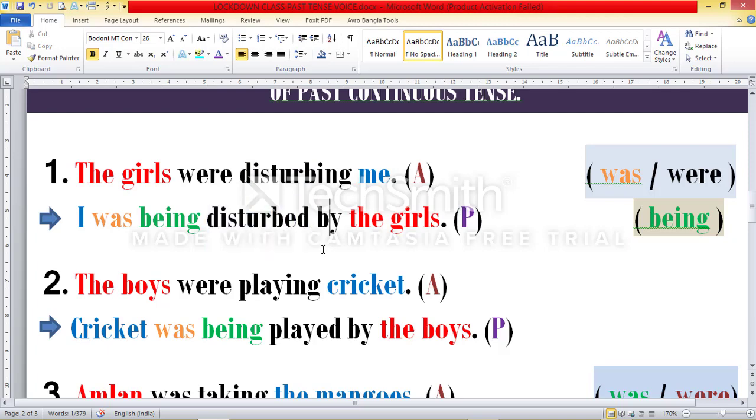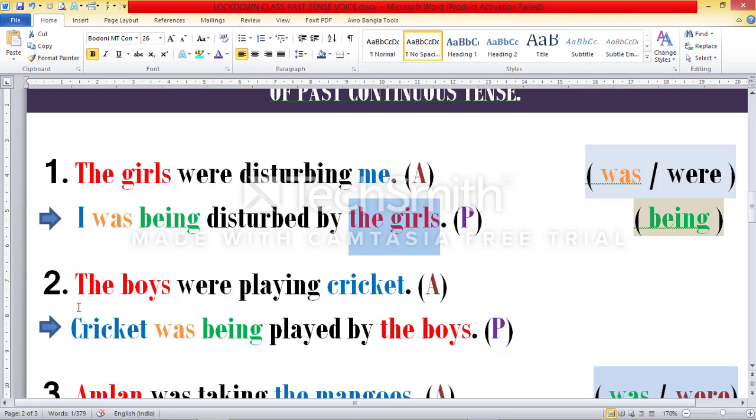Then generally the preposition that comes after the past participle form of the verb is by. So by has come. Then at last the subject of the active form will be the object in the passive form. So the passive form of the sentence, the girls were disturbing me, is, I was being disturbed by the girls. Now let's go to the second sentence.